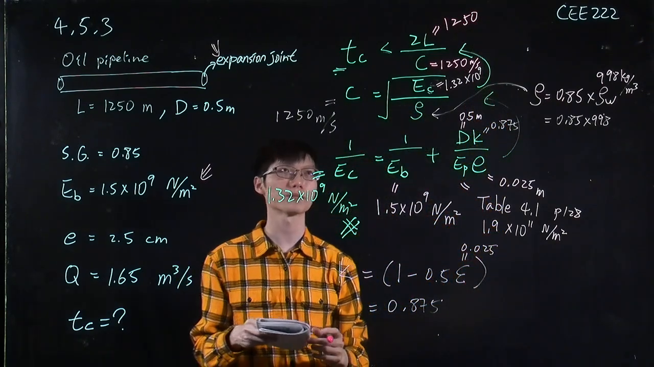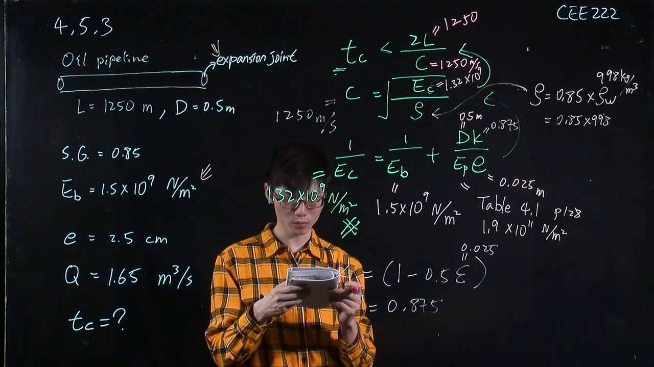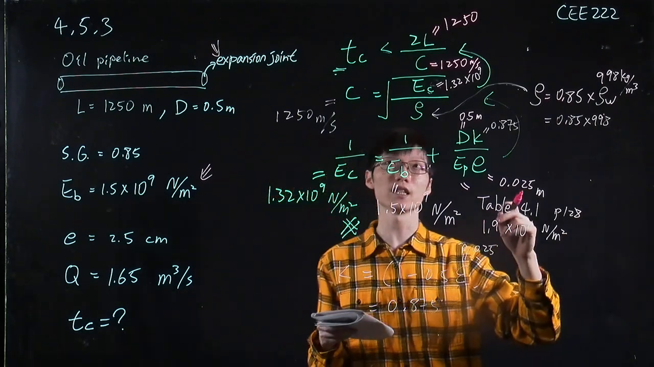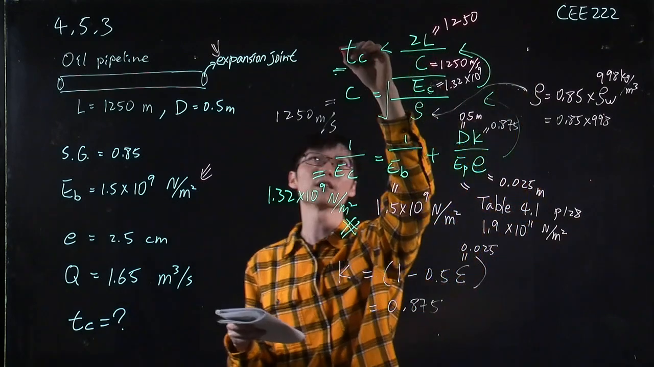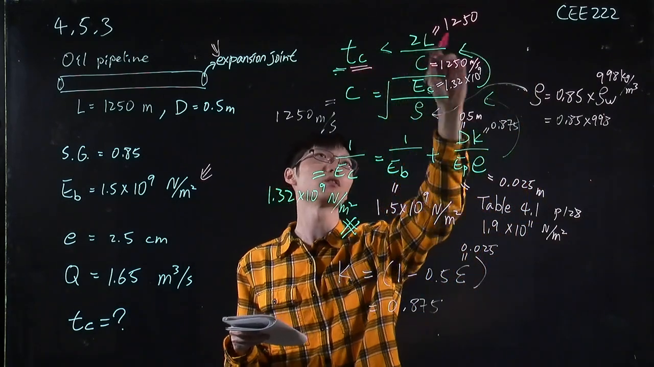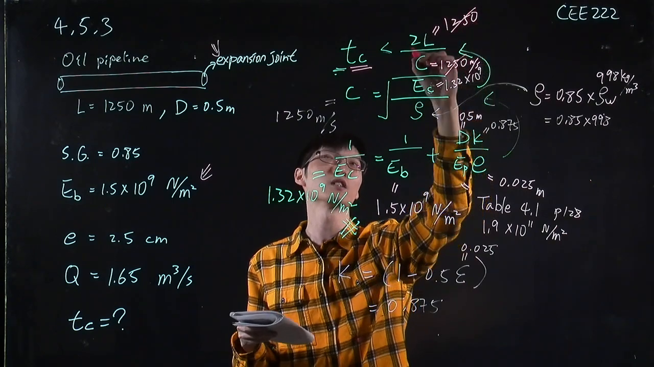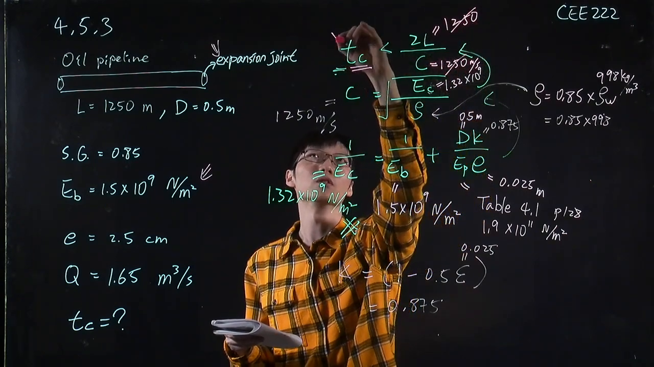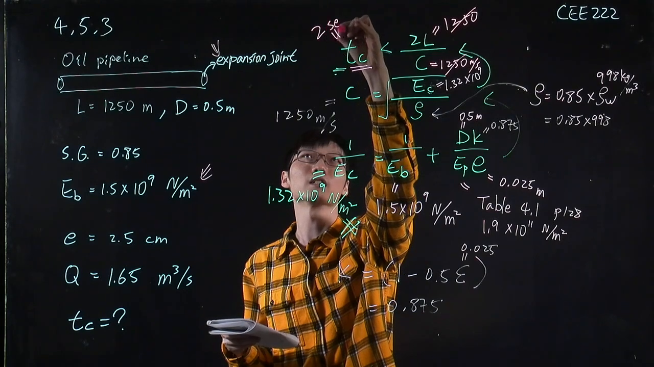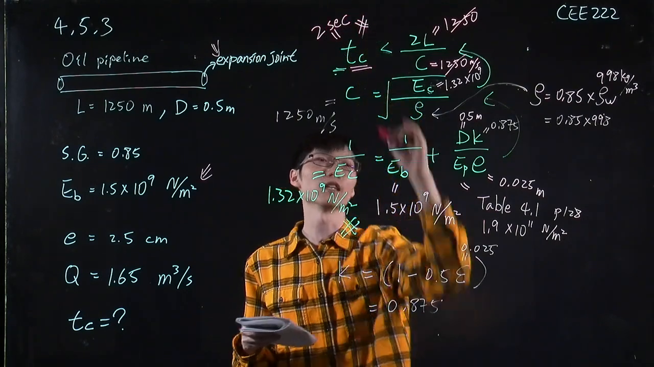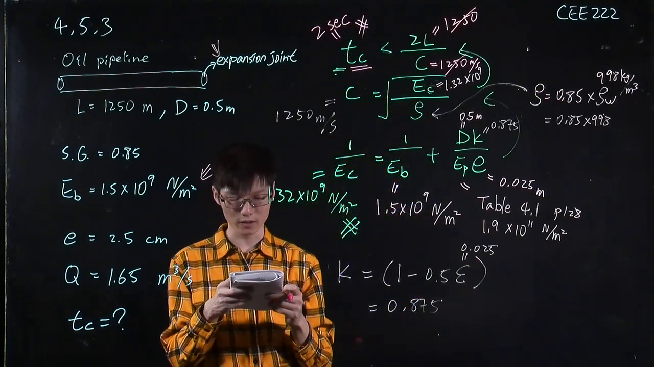150 meters. So we can get that this TC is 2 times this divided by this, and this just cancelled out. So T is equal to 2 seconds. And this is our final answer.